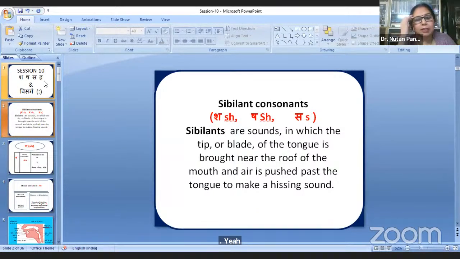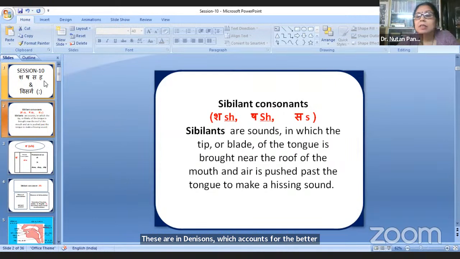In other words, we can say sibilants are fricative consonants of higher amplitude and pitch, made by directing a stream of air with the tongue towards the teeth. These are intense sounds, which accounts for their paralinguistic use in getting one's attention. Sometimes we say, come here, right? This type. So, sha, sha, and sa, the 3 consonants in Hindi are sibilant consonants.